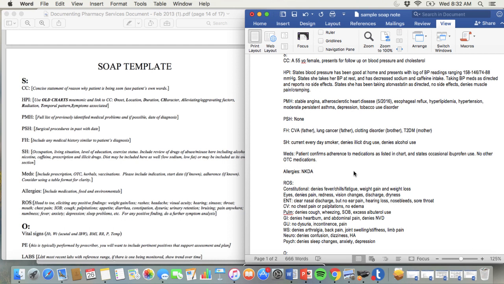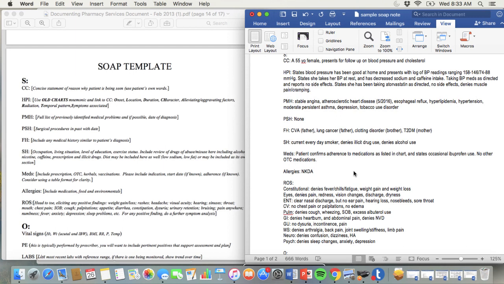Sometimes you'll see this as a paragraph, and sometimes you'll see it listed by system. I think in a lot of cases it is easier for the reader if it's listed by system. So that's what I've done here, but it is not necessarily wrong to have it in paragraph form. And again, pertinent positives and negatives. So anything that the patient lists that is going on, any complaints that they do have as you go through the systems should be listed.